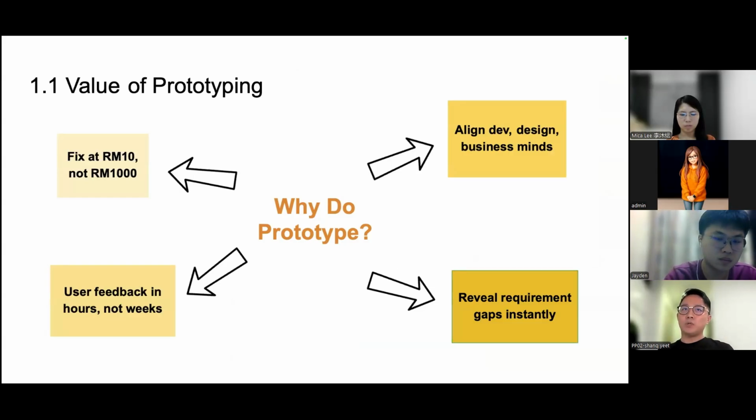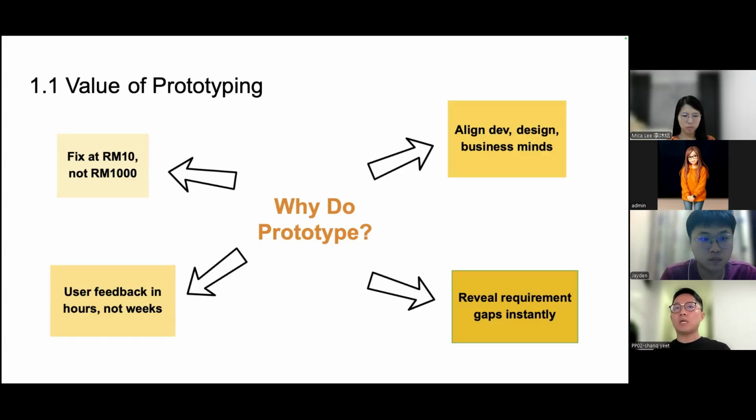First of all is to, I would say, look at the top right, align dev, design, and business minds. Because in a prototype or any app building, you involve a lot of parties, starting from the people who do the marketing, from the people who design the app, and to the people who actually build the application. So prototyping will actually produce something that will help everybody see the same picture, right?